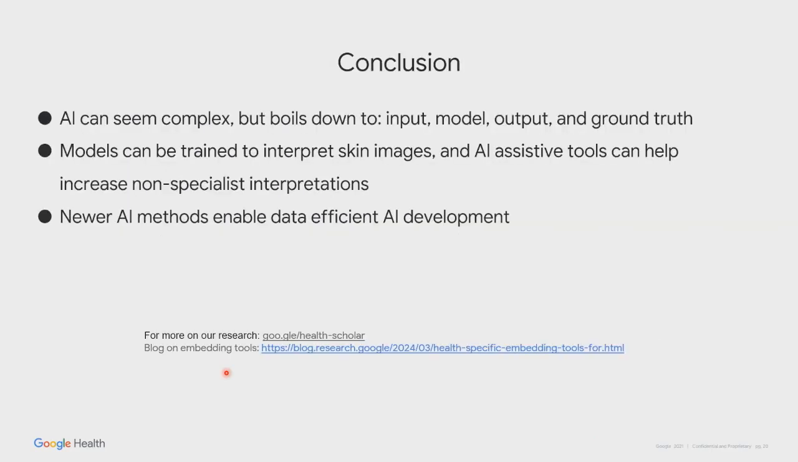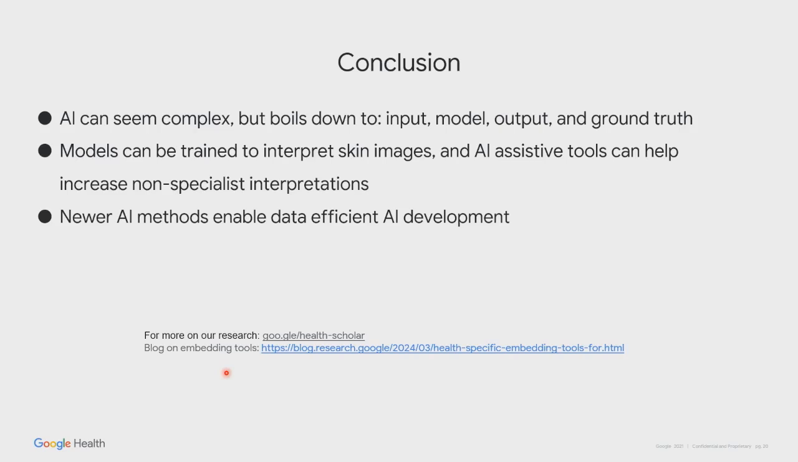So to conclude, AI can seem complex, but if you distill it down to the essentials, it's basically the input, the model, the output, and what you think the ground truth should be. Note that a ground truth does not have to come from the same input modality as your original input that goes into the model. The models can be trained to interpret skin images at almost expert-level performance.